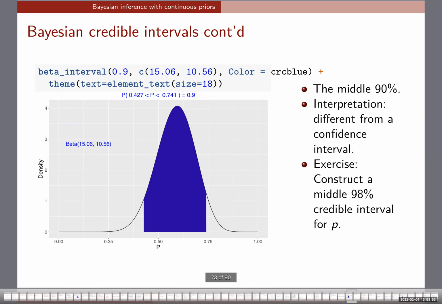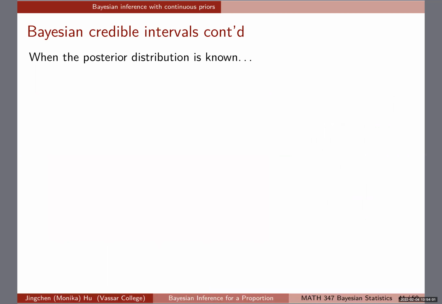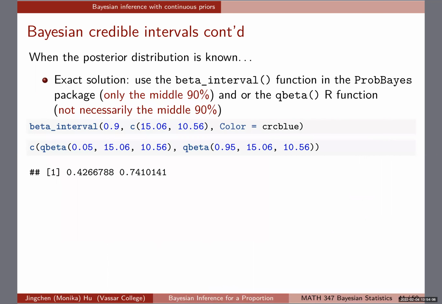So just like the hypothesis test, you can use beta interval or beta area from the Bayes package, but there are other functions out there that you can use in R. Maybe you have some experience before. So let me show you a couple of other options and also discuss a little bit of caveat about the middle, or not necessarily the middle, 90%.